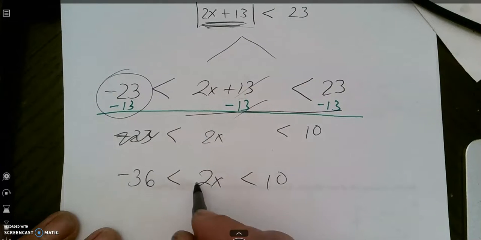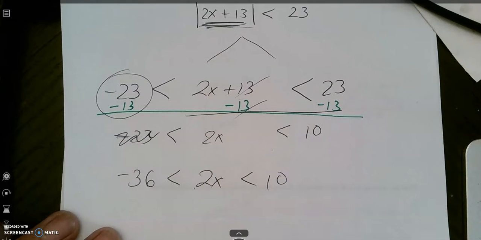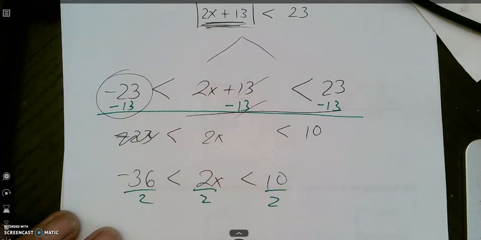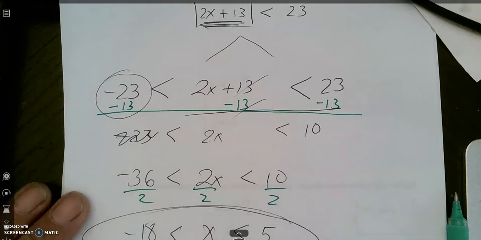Okay, now we're going to divide by 2. Now you have to be careful with division if you divide by a negative, but we're dividing by a positive, so everything stays okay here. No changes. Divide this, we get 5. Divide that, you just get 1x. Divide this, you get negative 18. So that's what our solution is.